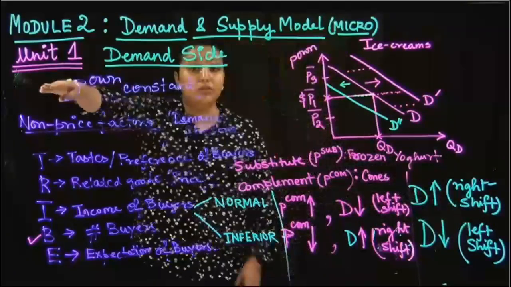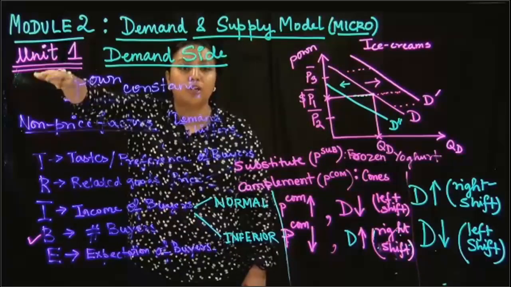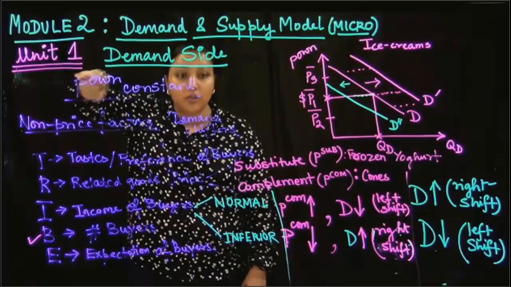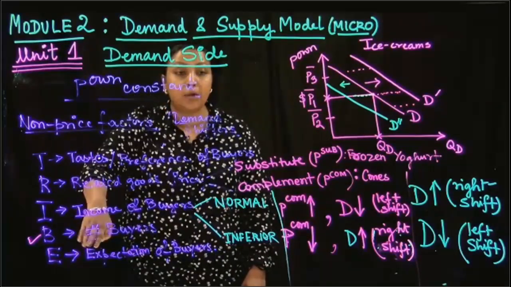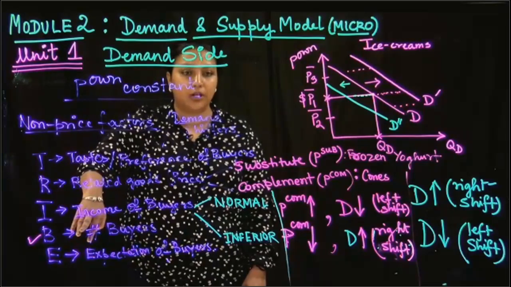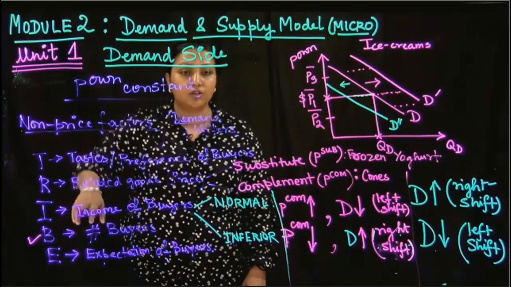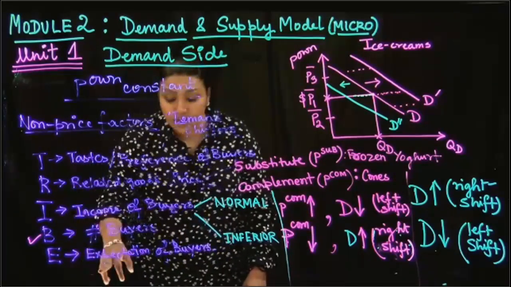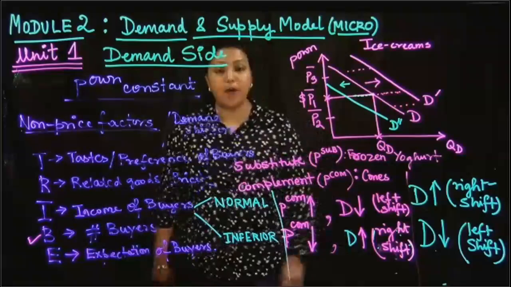And this is still true. That is, the price of the commodity is held constant. What is changing is the income of the buyers. That's the only change, okay, which is causing the shift in demand. The last is the expectation of the buyers.